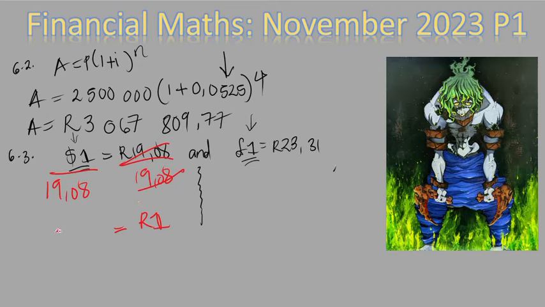Therefore, I'll be saying now that 1 rand is equal to, let me use my calculator here, 1 divided by 19.08. This will be equivalent to 1 rand being equal to $0.05, right? Now, 1 rand is in unit form. I made it the subject of the formula.